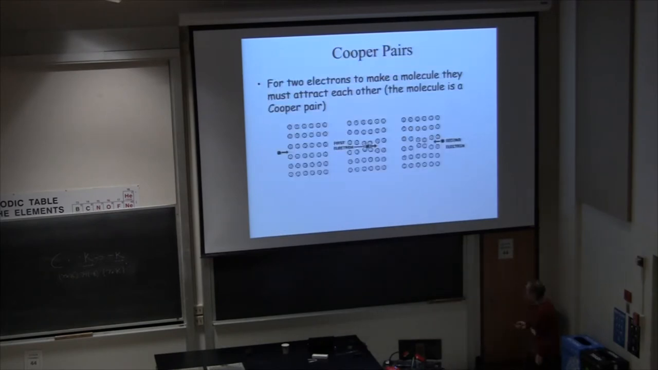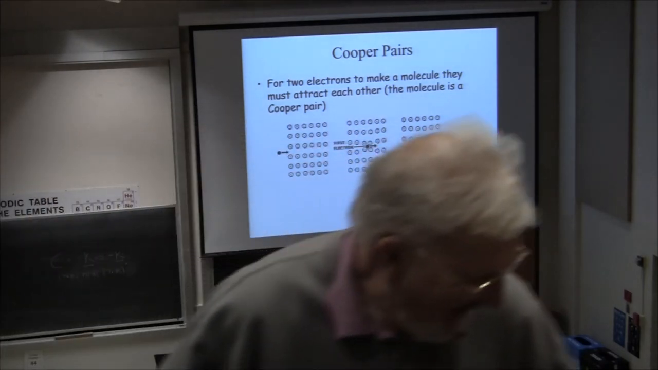All right, so what Bardeen, Cooper, and Schrieffer were able to figure out was first how two electrons can make a molecule. And here's a cartoon picture of this, but the question is interesting because two electrons, we know they have charge E, so they're going to repel each other. So how on earth can you make a bound state of two electrons?